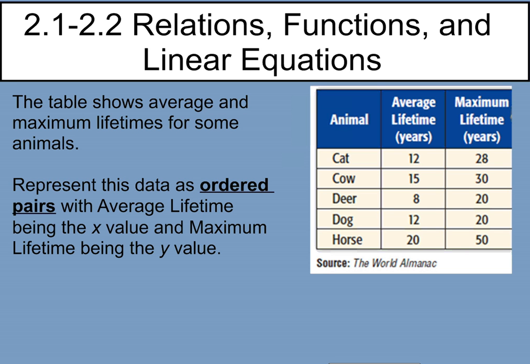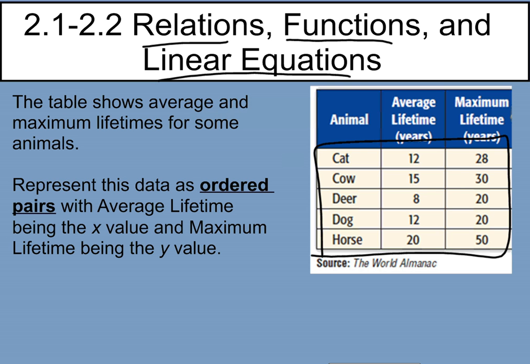Okay, so for Algebra 2, Section 2122, we're talking about relations, functions, and linear equations. Basically, all of these are looking at two pieces of data that are related. Take a look at this first chart right here. You're looking at 5 different animals. You're looking at their average lifetime, and you're looking at their maximum lifetime.